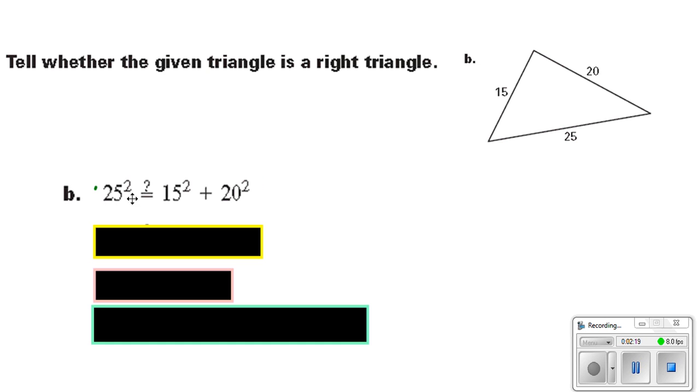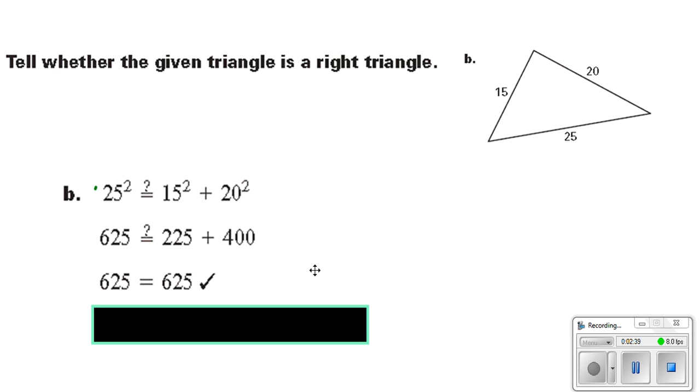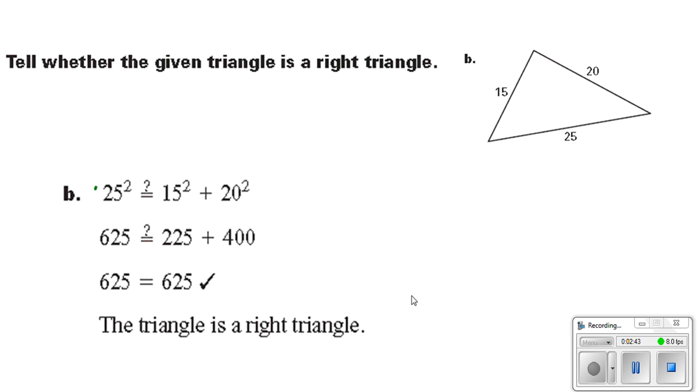Here's our C squared, 25 squared. Does it equal the sum of the other two sides squared? Biggest side, other two sides on the other side. So we square everything. We get this. Go ahead and simplify the right side. Add those two numbers. And we can see both sides do come out equal. So the triangle is a right triangle.